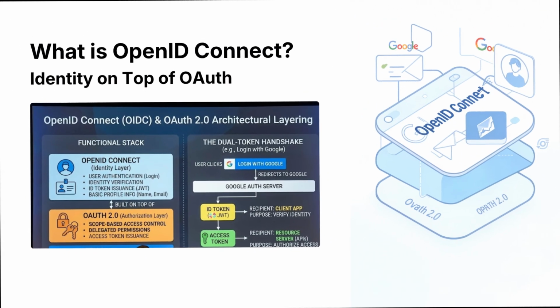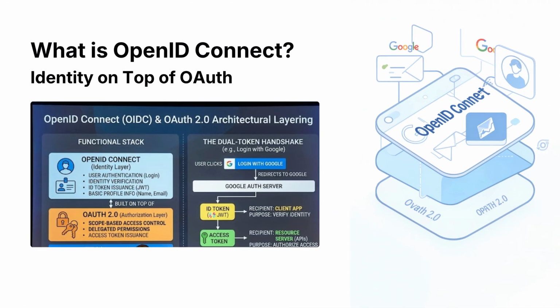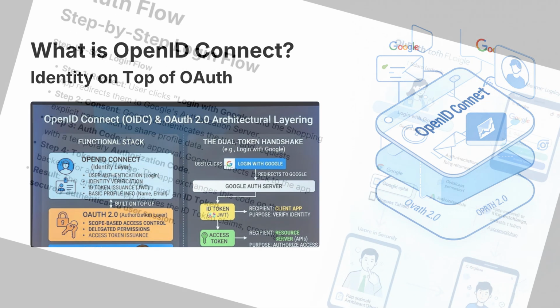OpenID Connect, or OIDC, is built on top of OAuth 2.0. While OAuth handles authorization, OpenID Connect adds authentication. It allows applications to verify who the user is and retrieve basic profile information such as name and email. That's why Login with Google actually uses OpenID Connect.